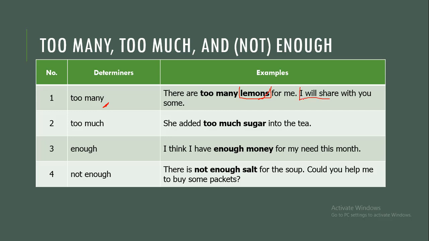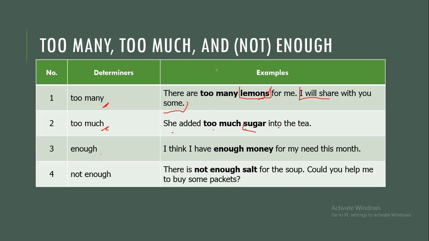This is the indication. Another one, too much, for uncountable: sugar. She added too much sugar into the tea. Actually, the tea just needs maybe one or three spoons of sugar, but since we don't know, maybe she put one kilo or two kilos of sugar, so that's why the amount of the sugar in the tea is really abundant.